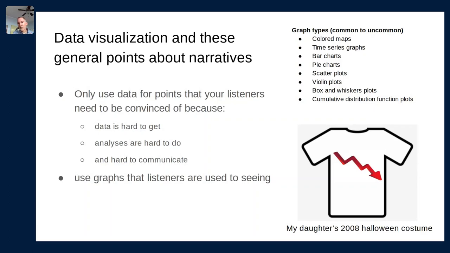Scatter plots, we're going to see a bunch of these. They're a little bit less familiar. Violin plots, you probably don't even know what those are. I've never seen them before. Kind of weird. Box and whisker plots, some scientists are used to looking at those. They're great if you're used to it. Cumulative distribution function plots, terrible. No one understands what those things are. Not no one, but it's unlikely.